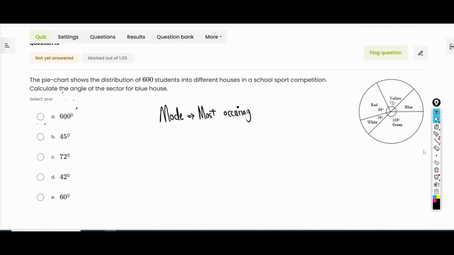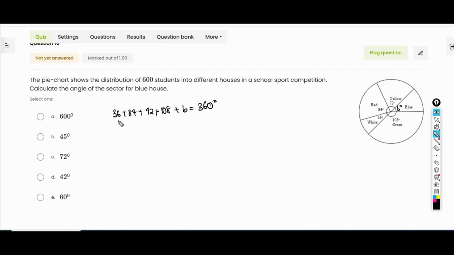Okay, next is the pie chart shows the distribution of 600 students into different houses in a school sports competition. Calculate the angle of the sector for blue house. Okay, so the total angle must be 360, right? So we just need to subtract the sum of everything else from 360, right? So if I call blue B, I would say 36 plus 84 plus 72 plus 108 plus B must equal 360, because total angles in the circle or in the pie chart is 360.